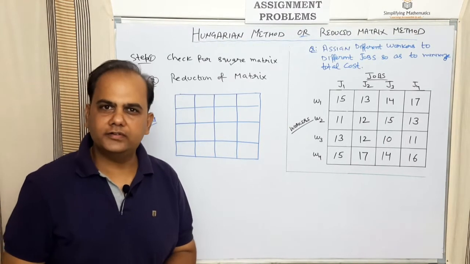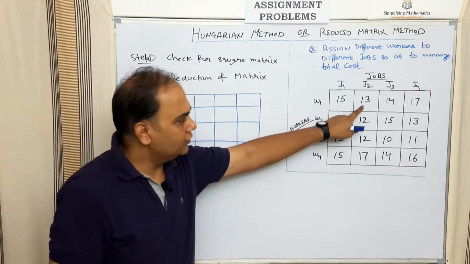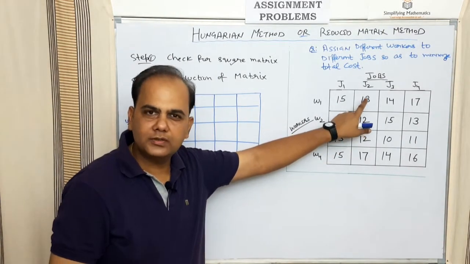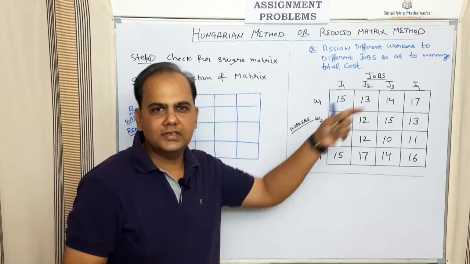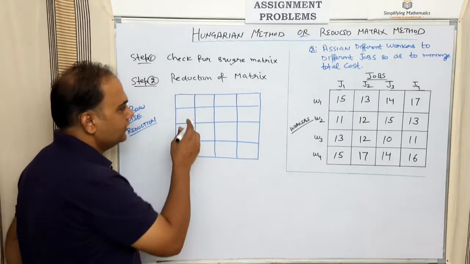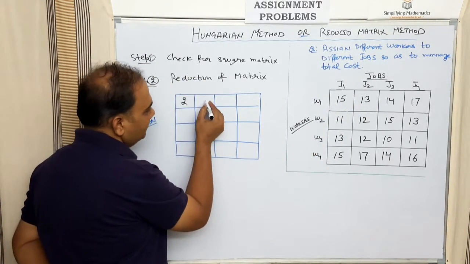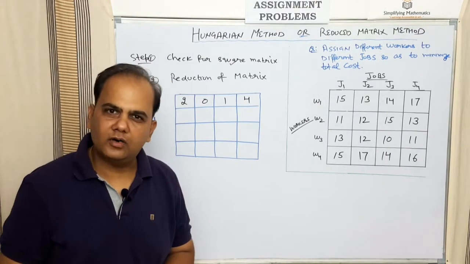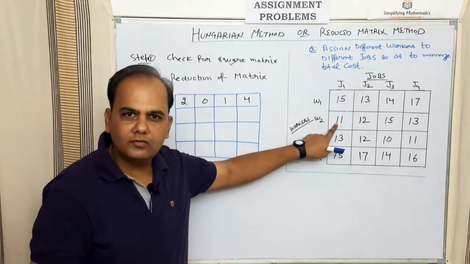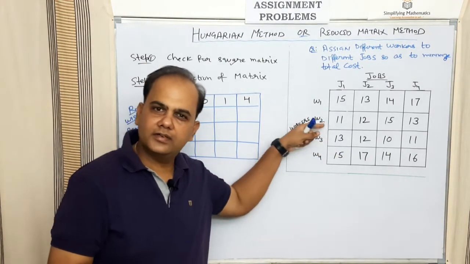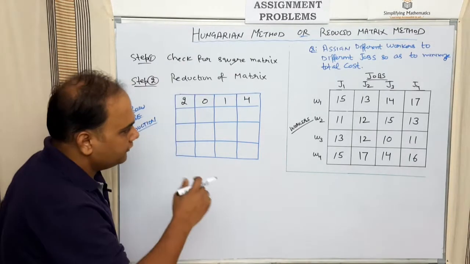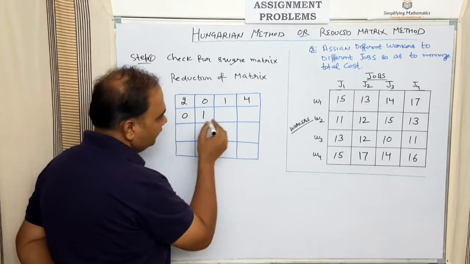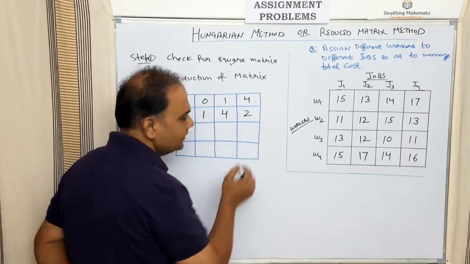Starting with the row wise reduction, you have to look for the minimum value in the first row. That is 13. You subtract this value from all the other values of that row. So that is 15 minus 13, 13 minus 13, 14 minus 13 and 17 minus 13. Similarly, perform the same operation in the second row. Look for the minimum value of the second row, which is 11, and subtract it from all the other values. So 11 minus 11 is 0, then 1, then 4 and then 2.